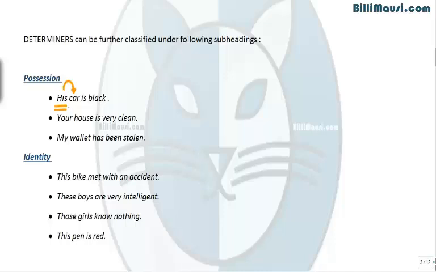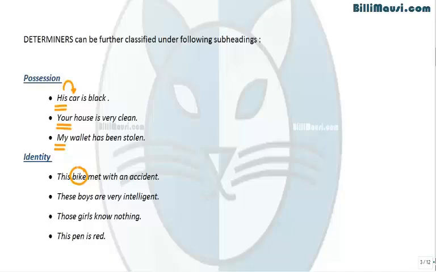Your house is very clean. Here again you can see your is the determiner. My wallet has been stolen. Here my is acting as the determiner of possession. When we study determiner of identity, the determiner tries to identify with a particular substance. This bike met with an accident. So it is trying to make it clear, or it is trying to specify which bike met with an accident. It is this bike which met with an accident, not that bike.